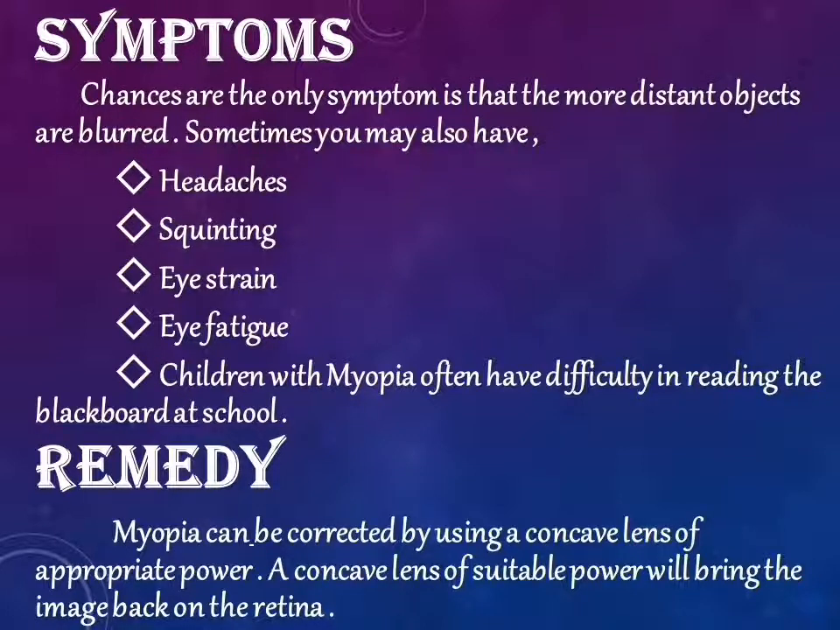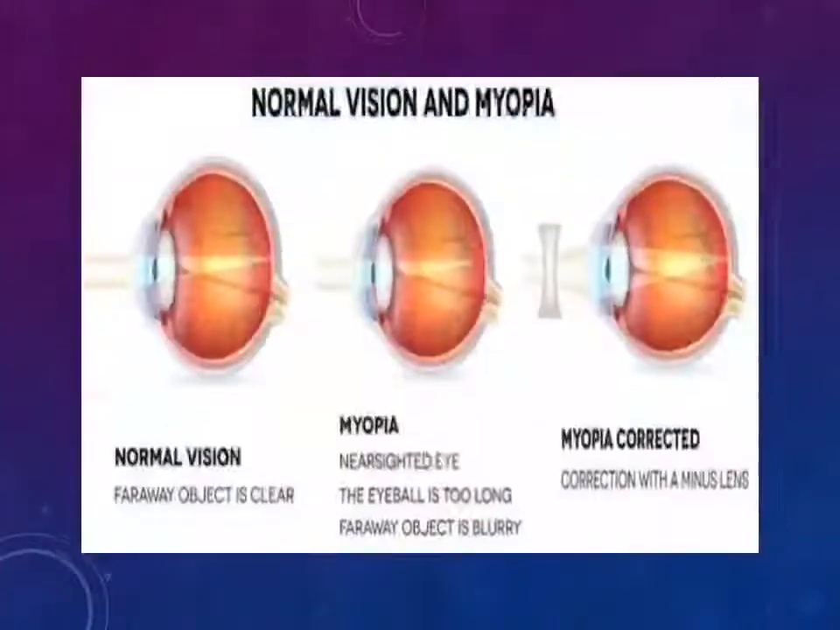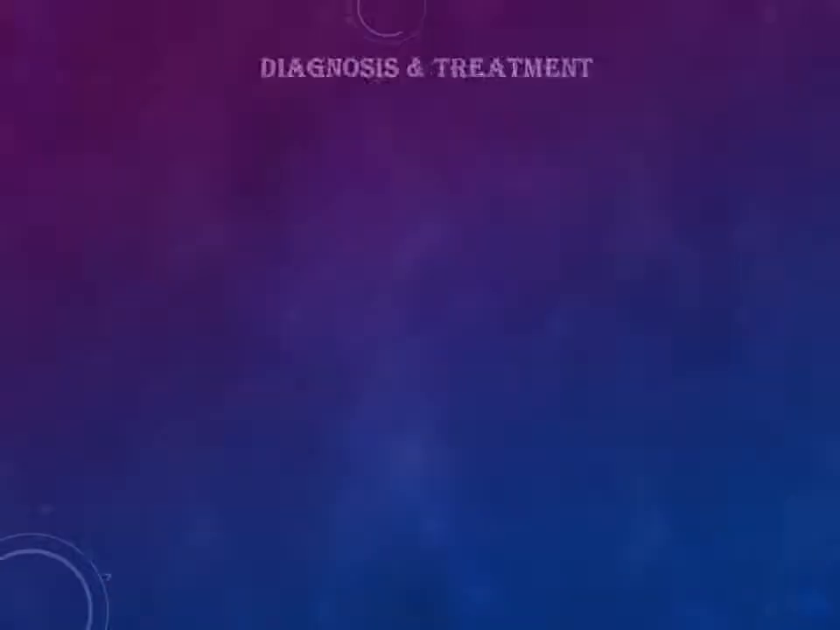Remedy: myopia can be corrected by using a concave lens of appropriate power. A concave lens of suitable power will bring the image back onto the retina.